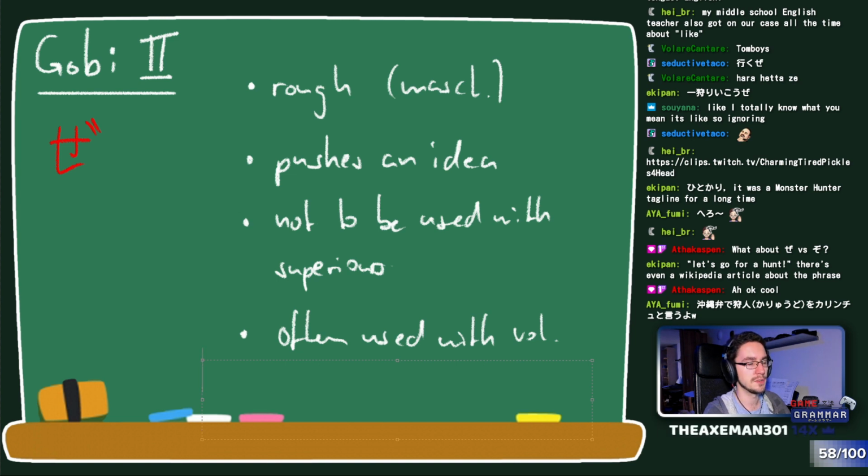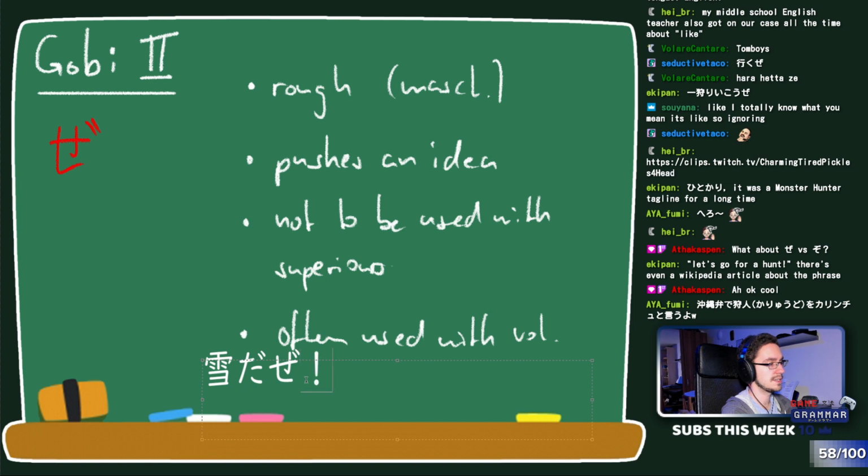So that might be a good thing. So that would be ze. Another one, right? You might see like ikuze, ikuze. Let's go. That's also kind of like let's go. And then yuki daze. Oops, yuka daze. It's the floor. Yuki daze. It's snow. Look, it's snow.